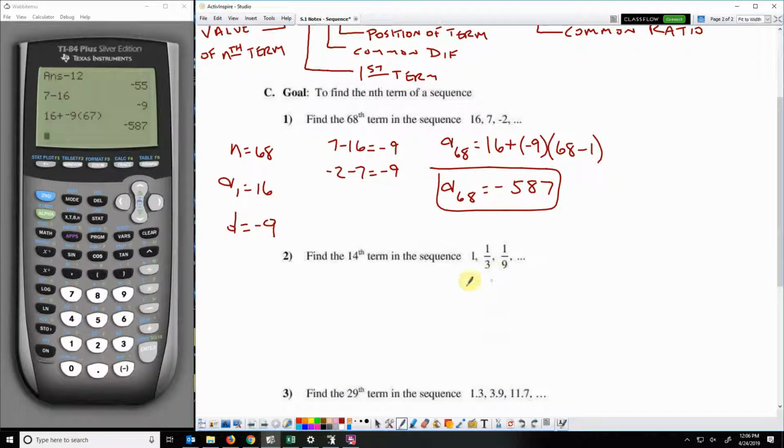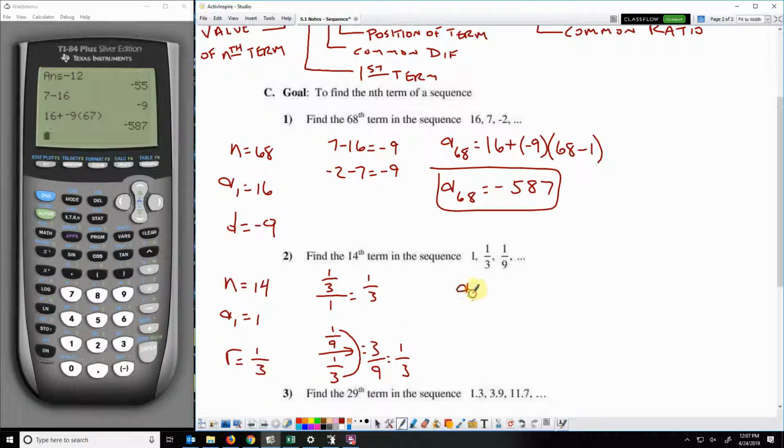Okay, find the 14th term in this sequence. So n is going to be 14. A sub 1 is 1. Then I have to decide if there's a common difference or a common ratio. So it looks to me more like a ratio, so let's try dividing: 1/3 divided by 1 is 1/3. 1/9 divided by 1/3, outer loop is 3, inner loop is 9, and that simplifies to 1/3. So I've got a common ratio of 1/3.